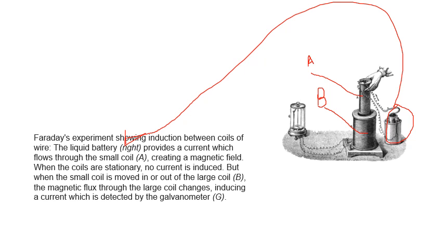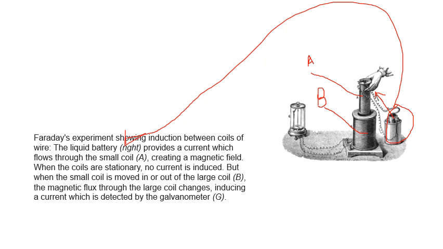Now, the battery provides a current which flows through a small coil A. We have joined this here. You can see it here. This battery is joined with the small coil.